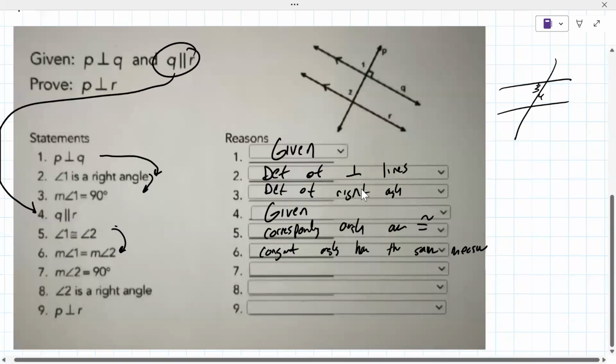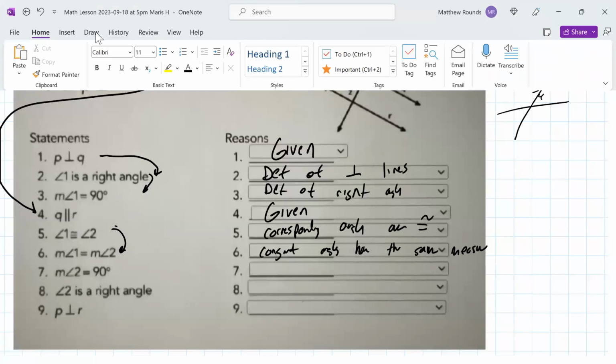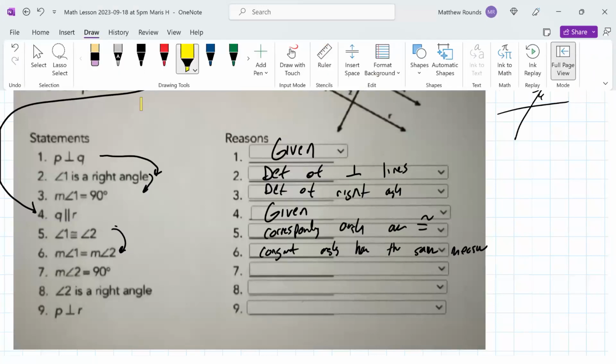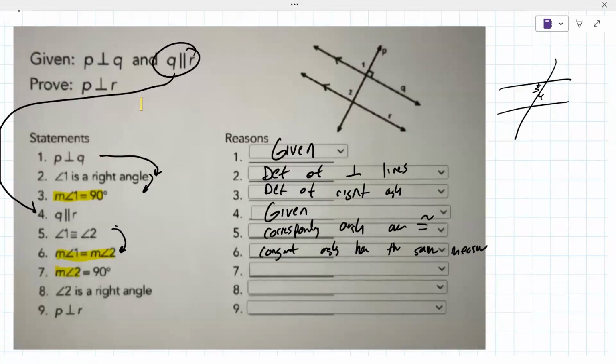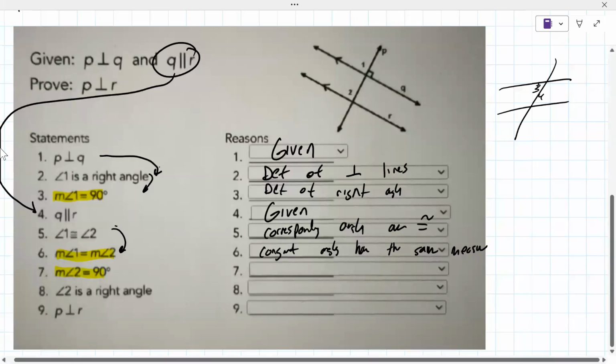Yeah. All right, so now to do 7, you're going to focus on this one and this one and this one. Can you see a path from 3 and 6 to 7, something in there that allows you to say that? I tried definition of right angles. Okay, we've already used that one. Probably not going to use it again.